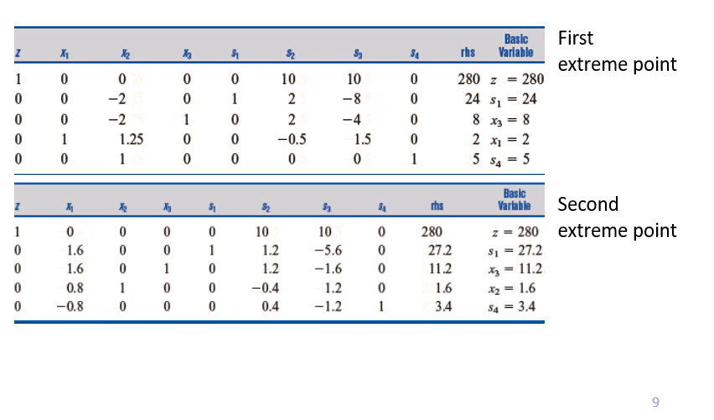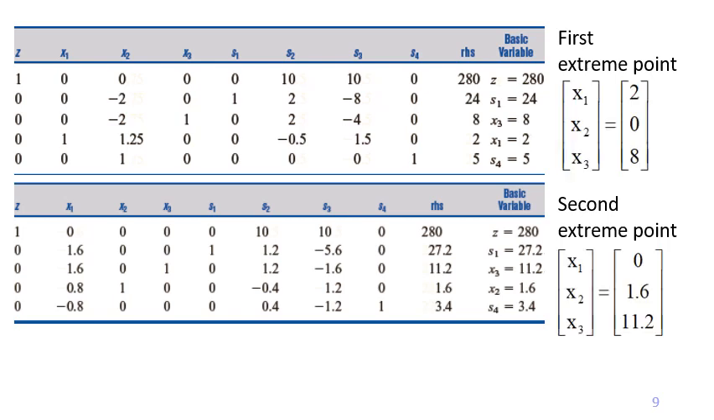So let's look at the first extreme point. The first extreme point is x1 equals 2, x2 equals 0 because it is a non-basic variable, x3 equals 8. For the second extreme point, x1 equals 0 because it is a non-basic variable, x2 equals 1.6, x3 equals 11.2. Why don't we care about S1, S2, S3, and S4? Because what we really care about in the problem is the decision variables, right? In the Dakota problem, x1 is the number of desks that you produce, x2 is the number of tables, x3 is the number of chairs. So that's why we don't write down the slacks. But if you want to, you may. In the real problem, you only care about how many tables, desks, and chairs you produce. So that's why we write down only x1, x2, and x3.